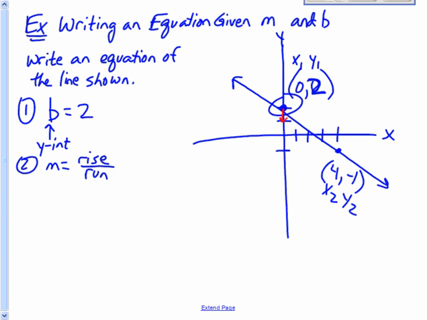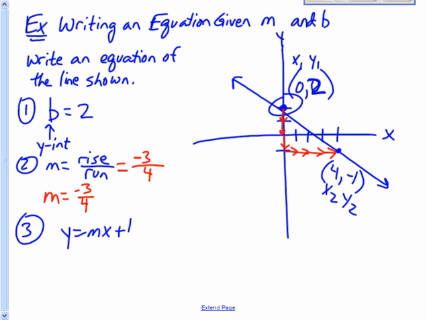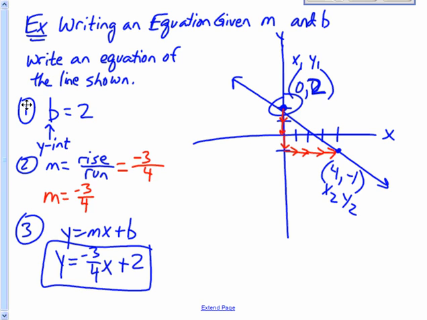Rise over run. So I go down 1, 2, 3, down 3. Rise is my vertical change, and I'm going down, decreasing. And then how much do I run? 1, 2, 3, 4. Positive 4. So it looks like I have a slope of -3/4. Or again, you could have done y2 minus y1 over x2 minus x1. Now I have a slope and a y-intercept: y equals mx plus b, y equals -3/4 x plus our y-intercept, which is 2. There's our equation for that line.